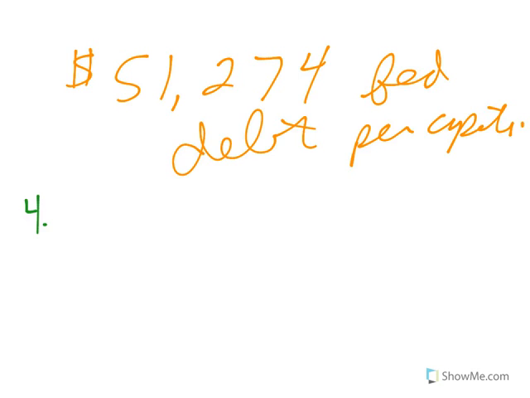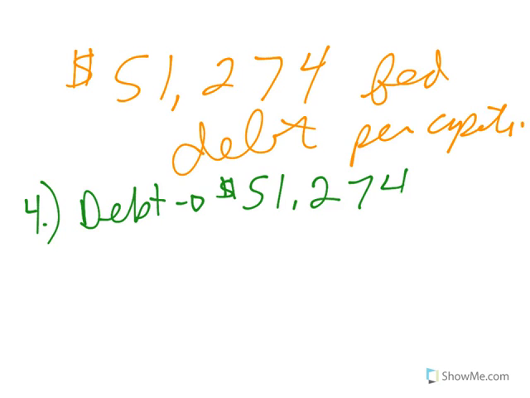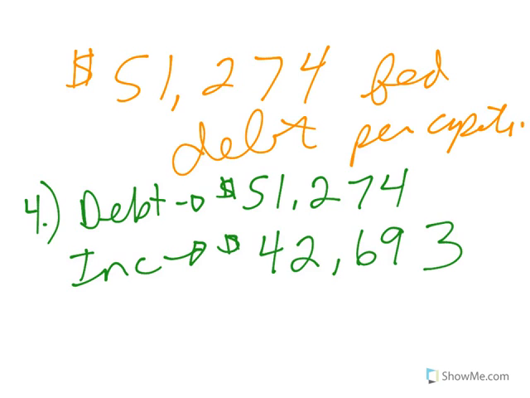Part 4 kind of builds on that. They say compare. So the debt that each person has, if we talk about federal debt per capita, is $51,274, but the estimated yearly income is $42,693. So notice, in a year, we don't even take in what our federal debt per capita would be. Isn't that kind of crazy? Like, we are in some serious trouble here. It's just kind of crazy. So that's kind of dealing with federal debt per capita.